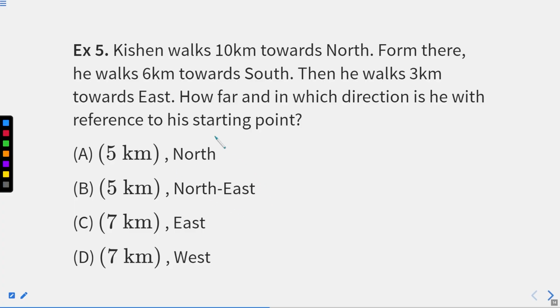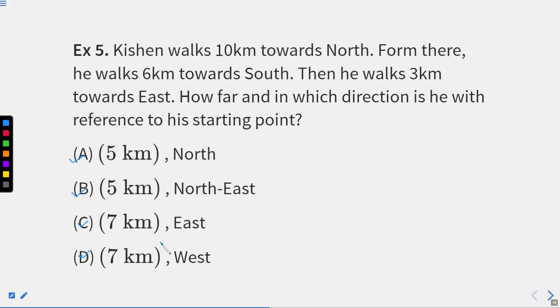Here, question number 5 says, Kishan walked 10 kilometers towards south. From there, he walks 6 kilometers towards south and then walked 3 kilometers towards east. How far and in which direction is he with reference to the starting point? You have 4 options, option A, B, C and D.